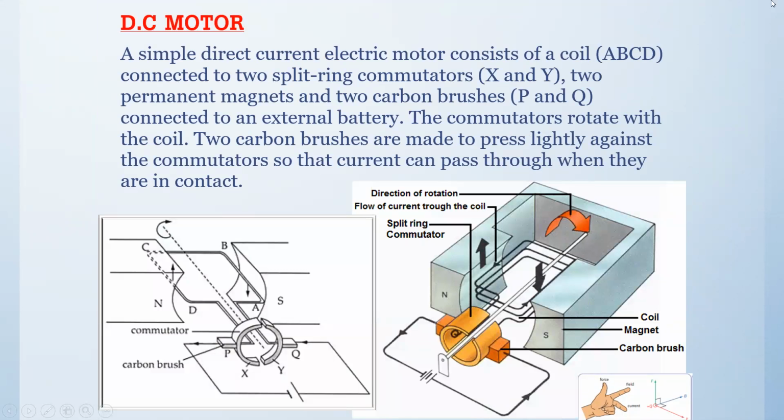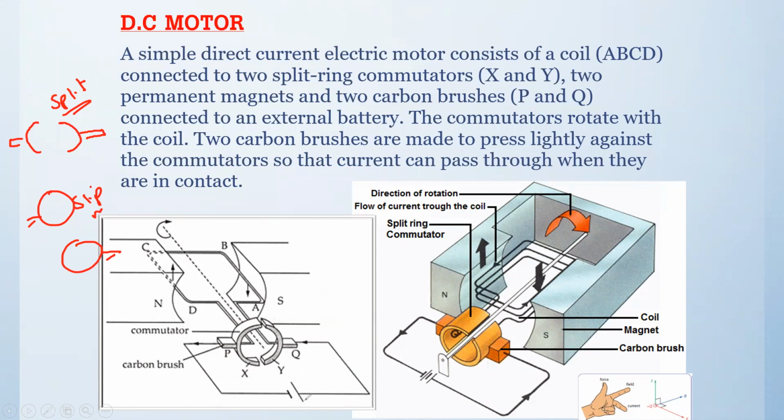So in a DC motor, like here you can see the figure for a DC motor. These are the split rings. How do you identify a split ring? The rings are not connected with each other. There's a space between them. So this is called a split ring. So a DC motor uses a split ring, whereas an AC generator uses slip rings.